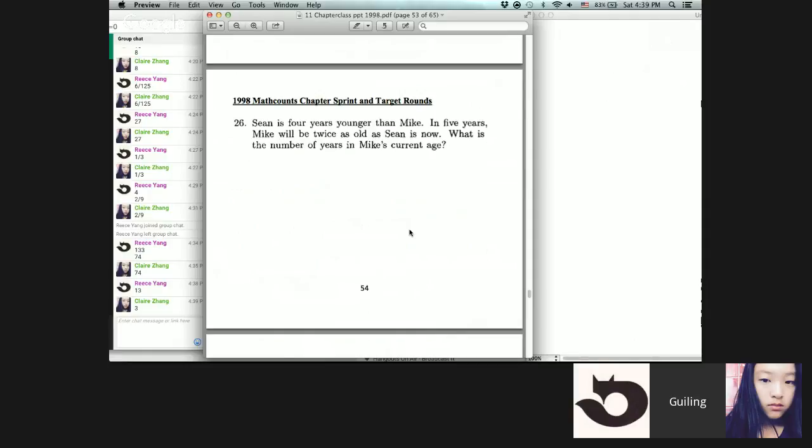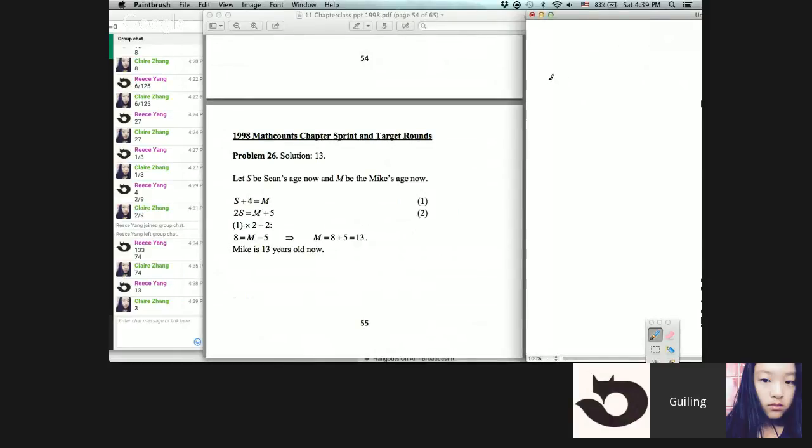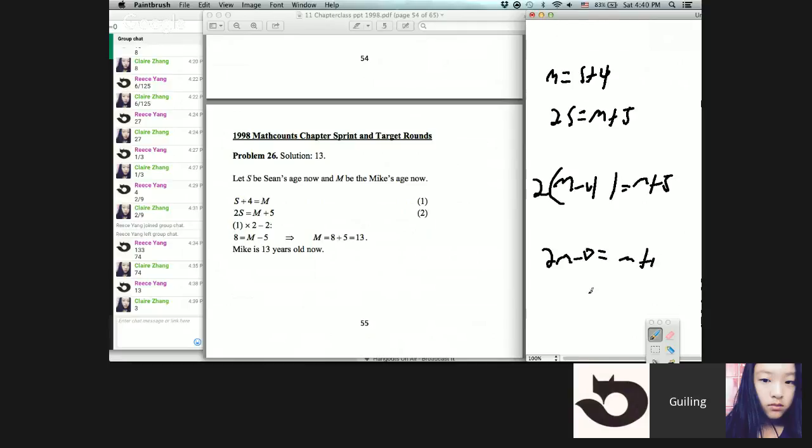I think the correct answer is 13, yeah. So maybe just a typo. Forgot the one. But it's just a system of equations. Mike equals Sean plus 4, and then 2 Sean equals Mike plus 5. And then you just plug Sean in. Mike minus 4 times 2 equals Mike plus 5. 2 Mike minus 8 equals Mike plus 5. Mike equals 13.